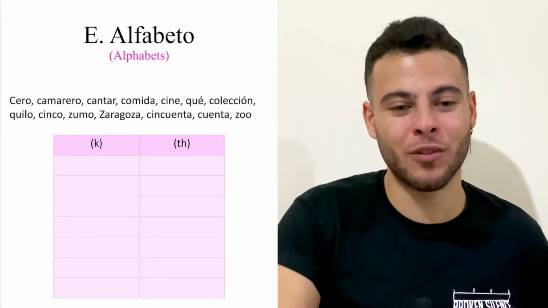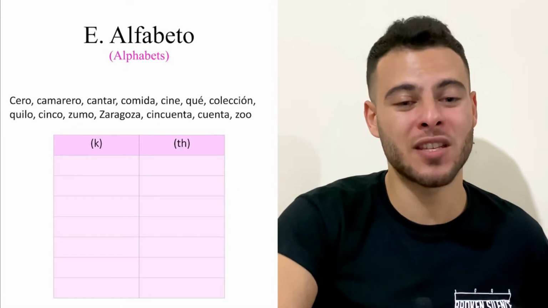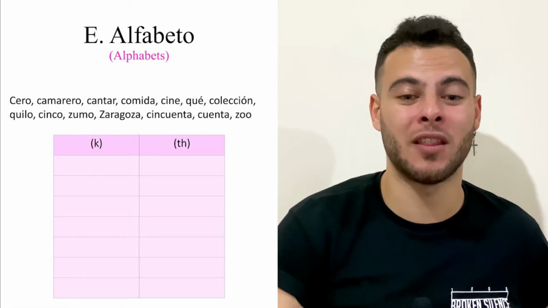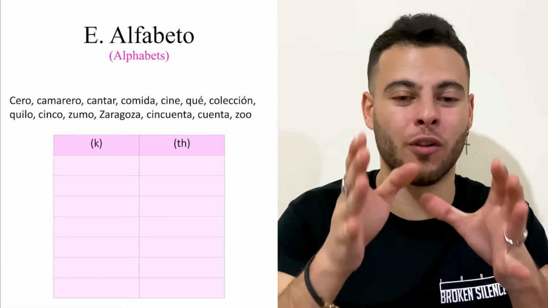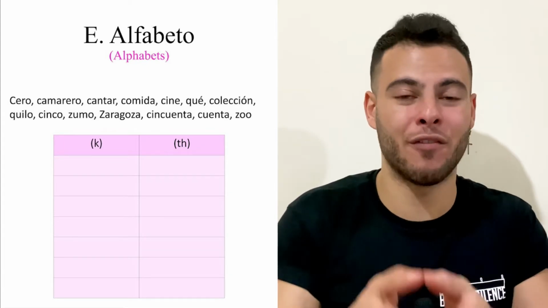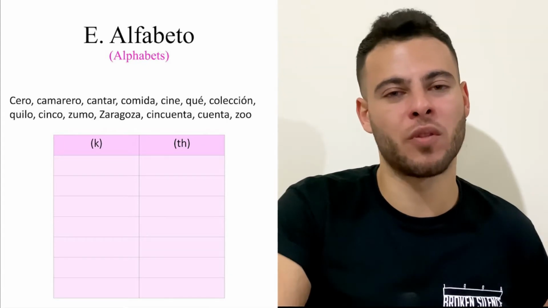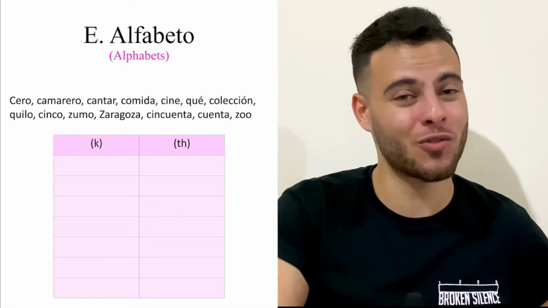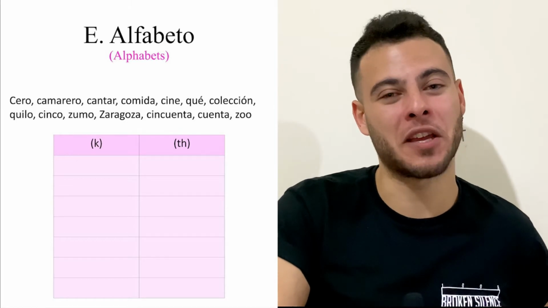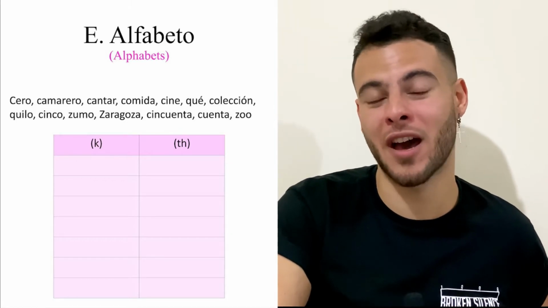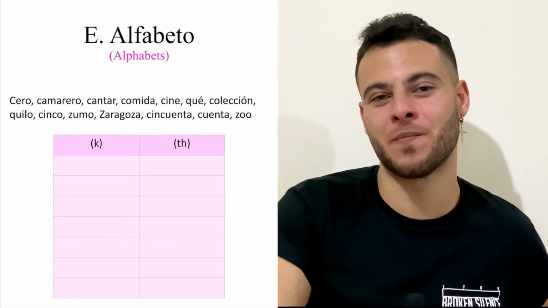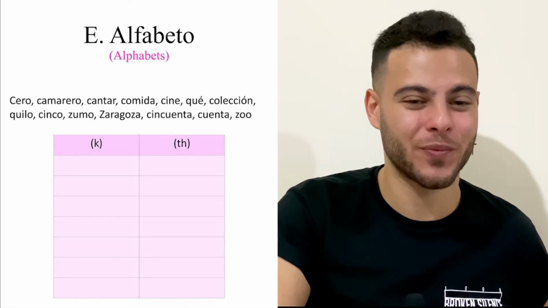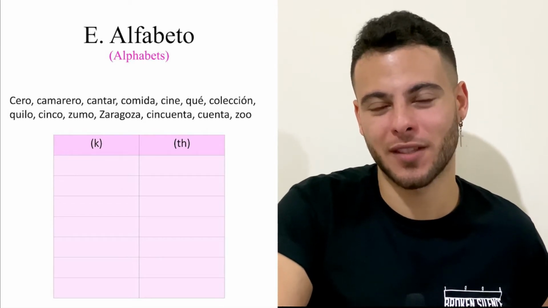Let's move on now to this exercise. I want you guys to try to pronounce these words and try to classify them in which category they fall under. You have the K sound, you have the th sound. Let's start with the first one. It's cero. Did you pronounce it right? How about the second one? Is it a th, tha, or ka? What do you say? I think it's camarero. The third one is similar. It's cantar.